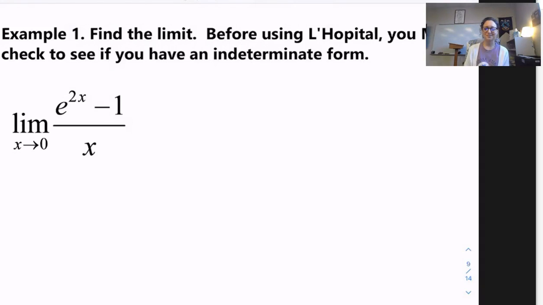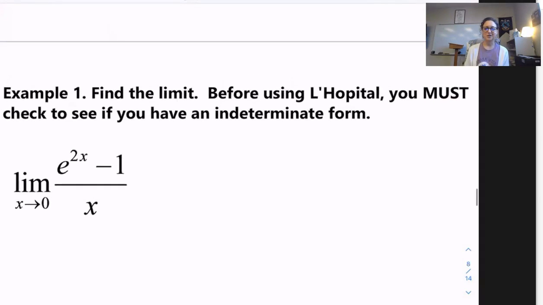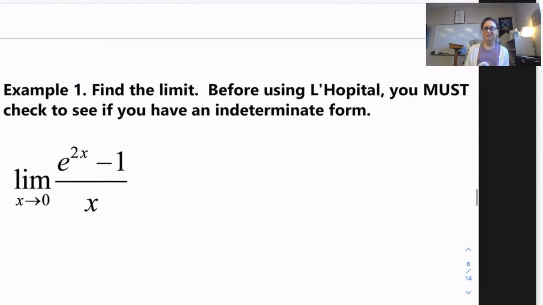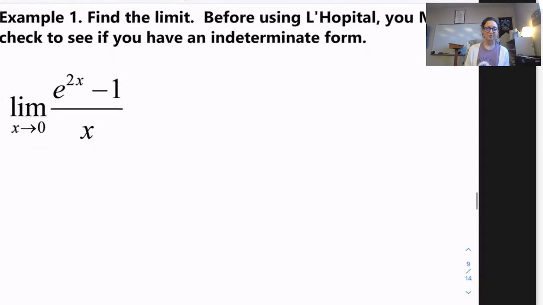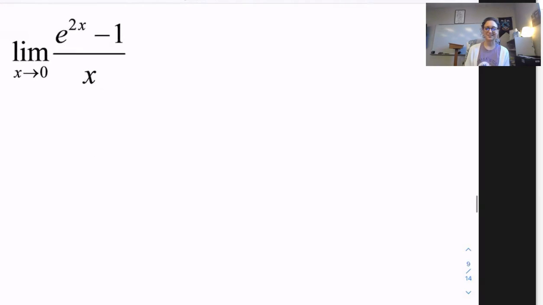All right, example 1, find the limit. Before using L'Hopital, you must check to see if you have an indeterminate form, so 0 over 0. I'll force a pause on your screen. Can you go ahead and copy that limit, and then we'll work it together.